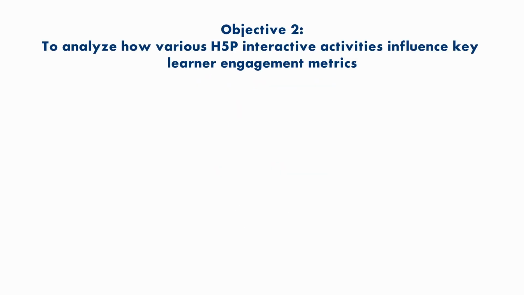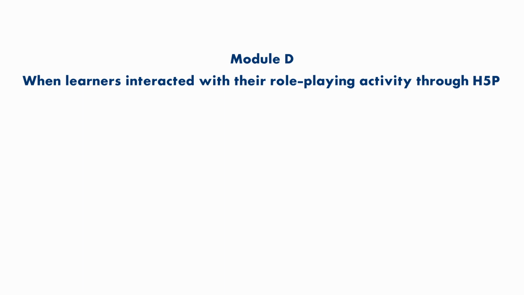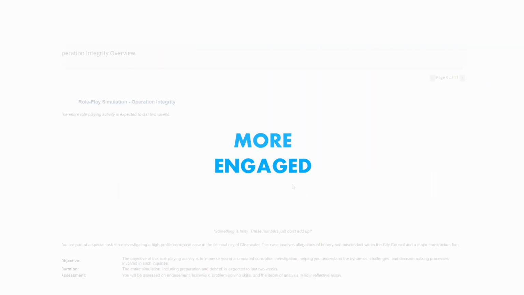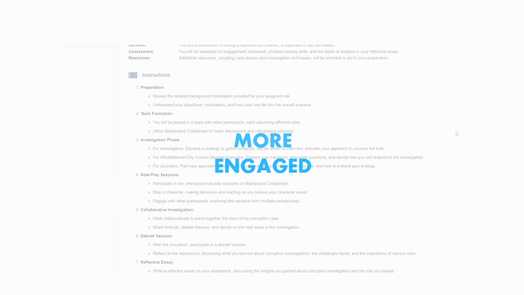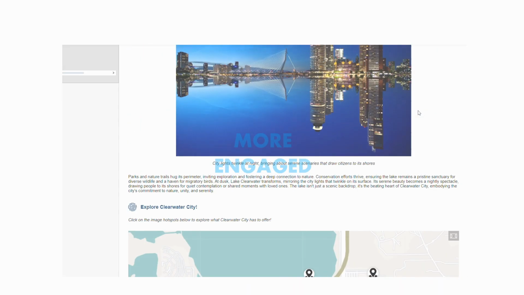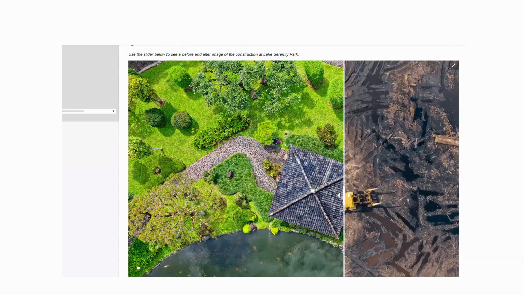In analyzing how various H5P interactive activities influence key learner engagement metrics, we found that Module D, when learners interacted with their role-playing activity through H5P assets, recorded the highest average time spent at 3.82 hours per student. Our study revealed that modules with a higher variety and number of H5P content exhibited higher engagement metrics, while modules with little or zero H5P deployment saw a significant drop in engagement.